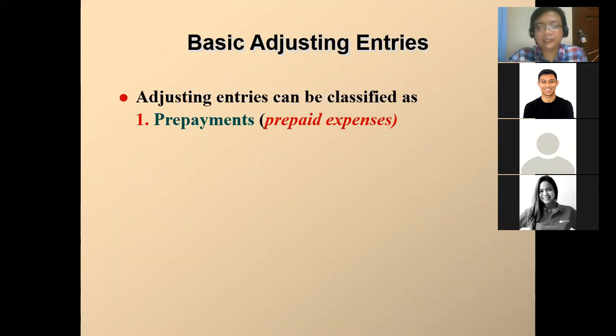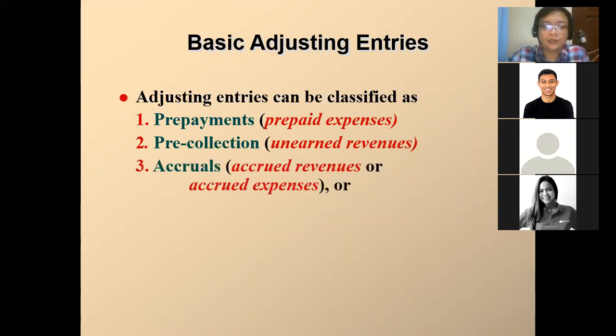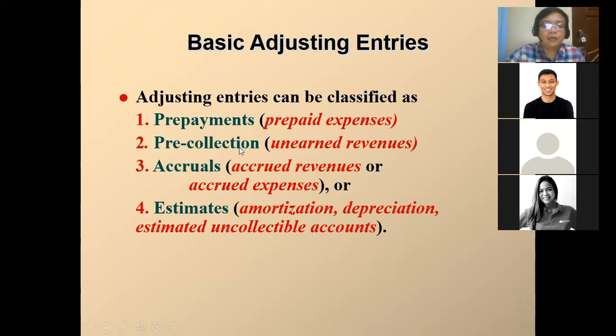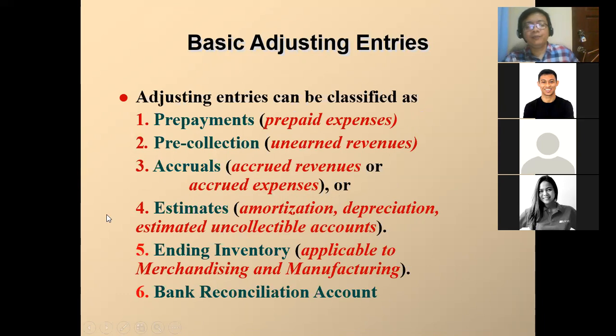What are the basic adjusting entries? These are what we will adjust. You have prepayments, so prepaid expenses as discussed a while ago. We have deferral or pre-collection or unearned revenue. It's the reverse, here you receive cash. And you have accrual. Accrual is done already. These are the accruals, let's say, debit AR, credit sales. That's all. Or debit salary expense, credit salary payable. And you also have estimates. I will discuss only depreciation. Not amortization and estimated, because that is higher accounting. Numbers 5 and 6 will be discussed further. For now we will discuss only 1, 2, 3, and 4 for the adjustment.